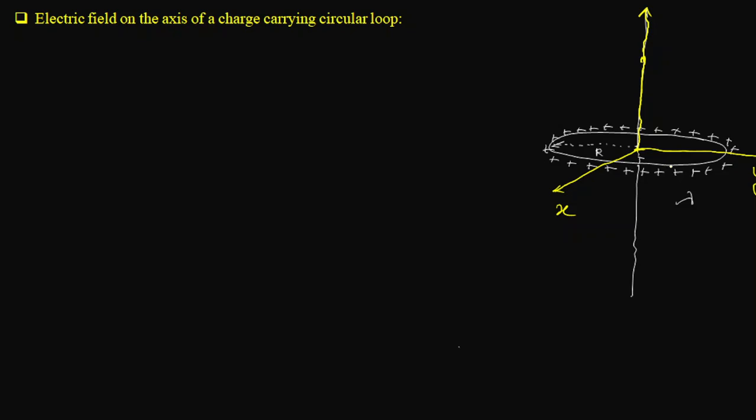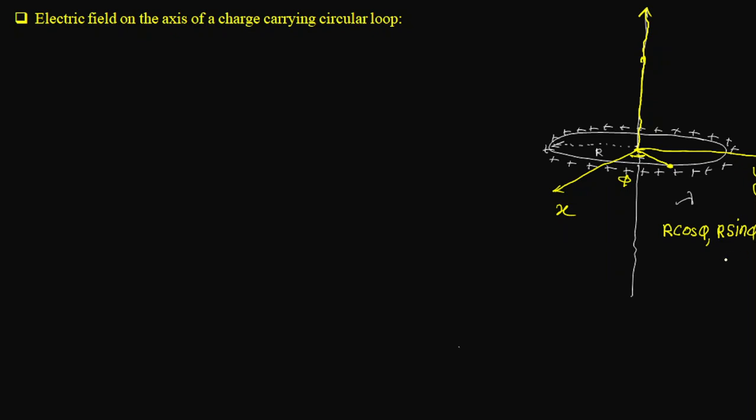Now consider a point on the circular loop, and we connect this point with the center, or with the origin. This distance will be r, and let's say this angle is phi. What will be the polar coordinate of this point? The polar coordinate of this point will be (r, phi). Now if we want to write this polar coordinate in terms of rectangular coordinate, what will be the rectangular coordinate of this point? The x coordinate will be r cos phi, and the y coordinate will be r sin phi.